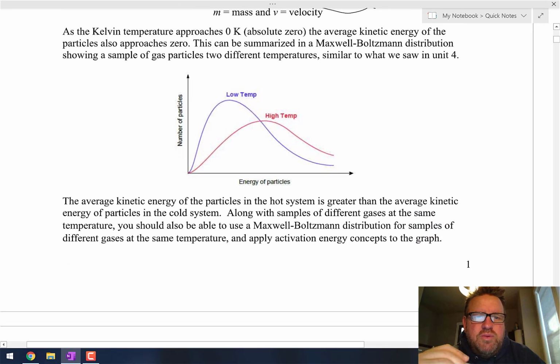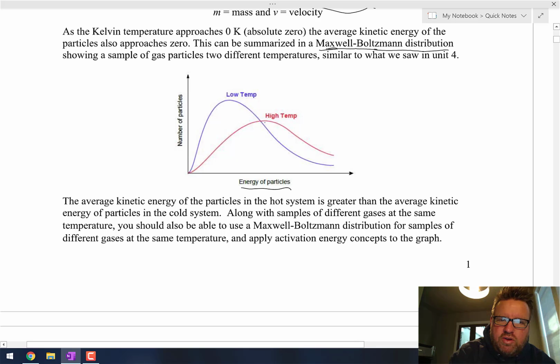But as the Kelvin temperature approaches 0, so as it goes down and down and down, obviously the average kinetic energy of the particles also goes down until it also approaches 0. And this can be seen, similar to the graphs we saw in Unit 4, by a Maxwell-Boltzmann distribution, where you've got a higher temperature, the red line, and the purple or blue line is the lower temperature. And you've got the energy of particles. The average energy of the particles is higher than for the low temperature, and you can see that simply by looking at the graph.